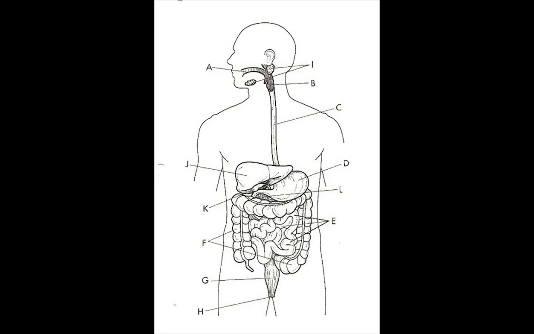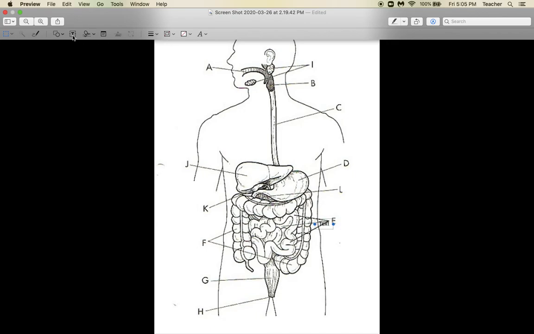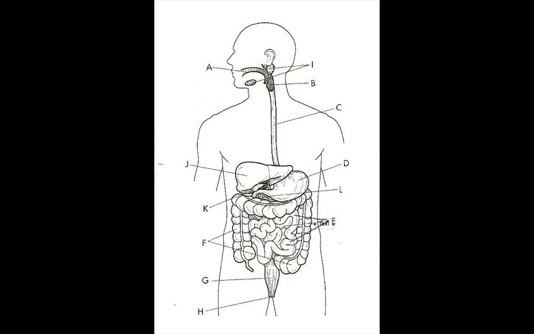So I'm going to start with A. A is just the mouth. In the notes, you learned a bunch of different parts of the mouth, like teeth, the soft palate, uvula, all that good stuff. I'm not going to go into detail about it because you already learned about it. So that is the mouth.